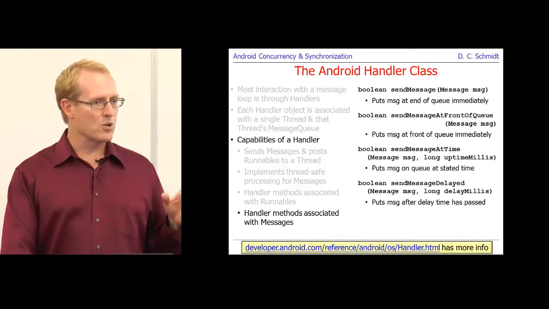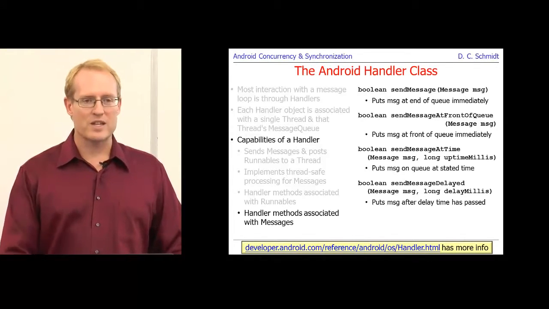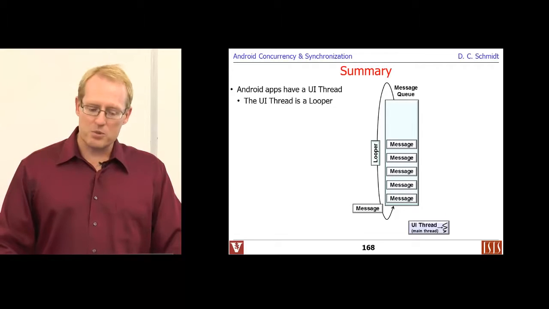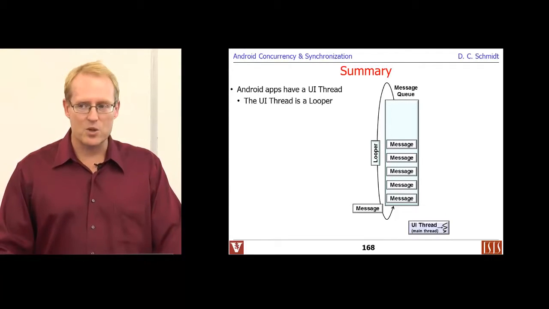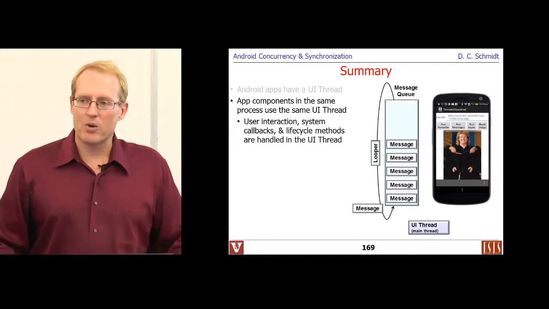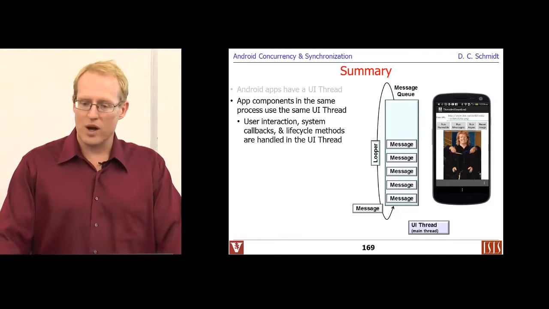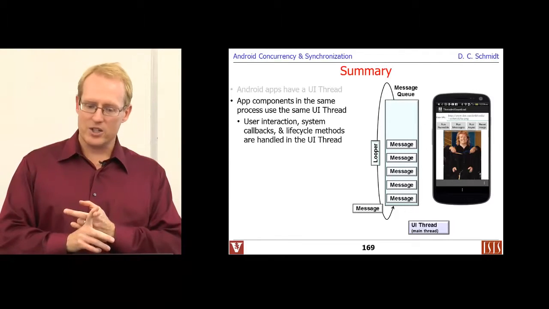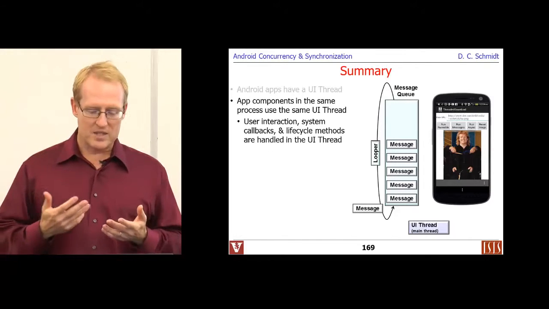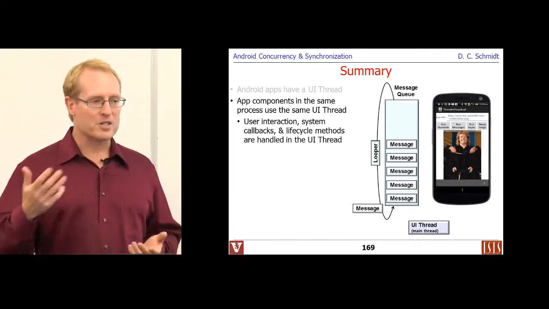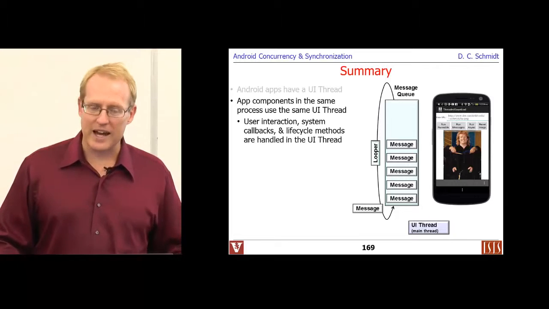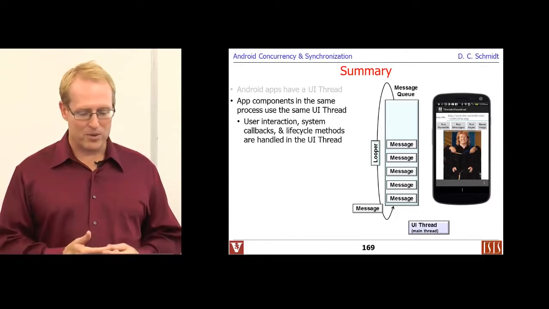And all these things are used in various combinations for all kinds of interesting ways of deferring computation to take place in the future. So to summarize this particular discussion, Android applications have this UI thread. The UI thread is a looper, or it has a looper. Application components in the same process use the same UI thread. So you can have user interactions, things like interactions that take place between user objects, the system callbacks. So if the battery's low or there's some kind of alert that happens, that can be dispatched through these threads. The various lifecycle methods on activities and services, those are handled through the UI thread, and so on and so forth.